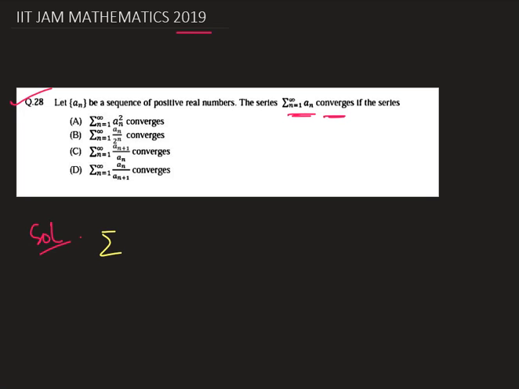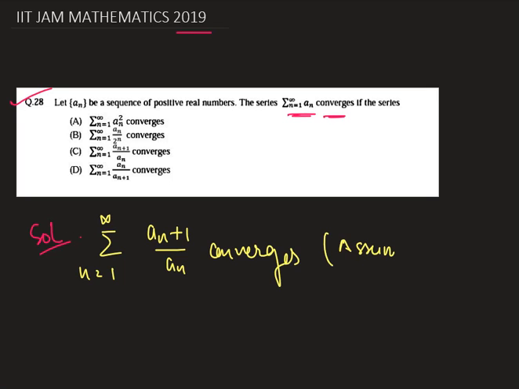Here, sum over n equals 1 to infinity a_(n+1) divided by a_n converges. We assume that. Okay, now consider the nth term of this series.